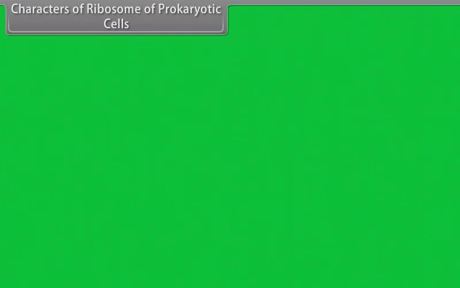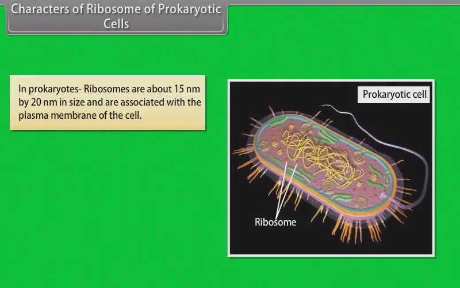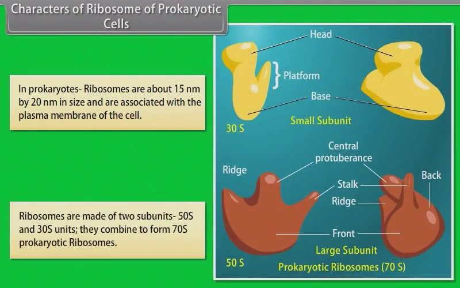Characters of ribosomes of prokaryotic cells. In prokaryotes, ribosomes are about 15 nanometers by 20 nanometers in size and are associated with the plasma membrane of the cell. Ribosomes are made up of two subunits, 50S and 30S units. They combine to form 70S prokaryotic ribosomes.